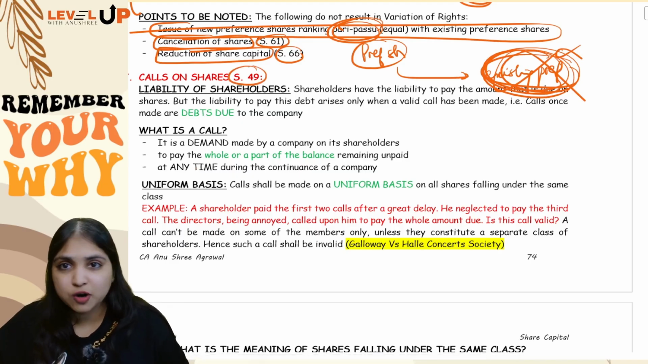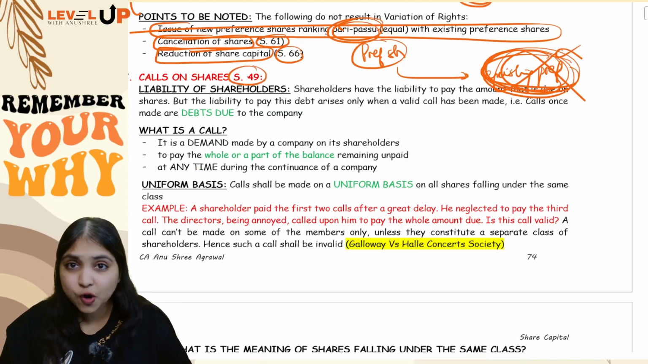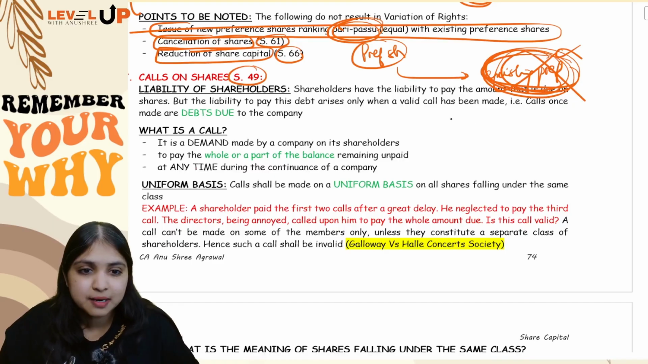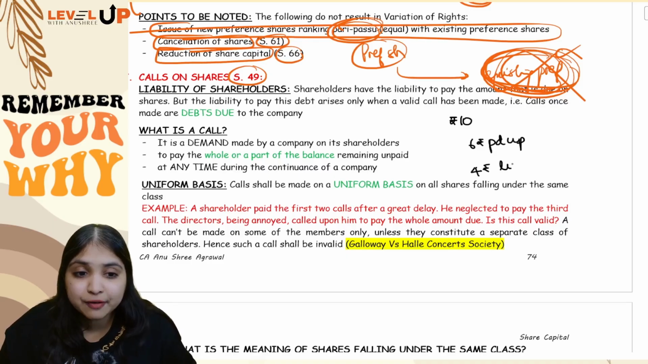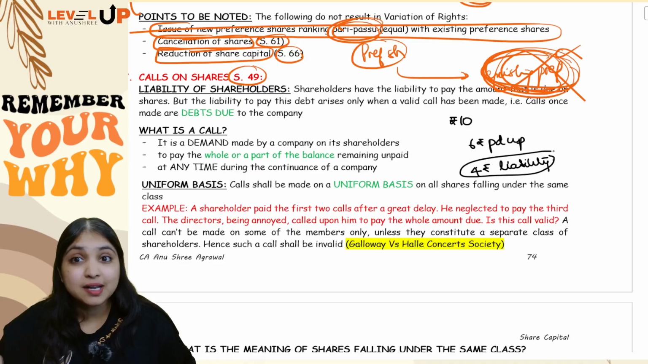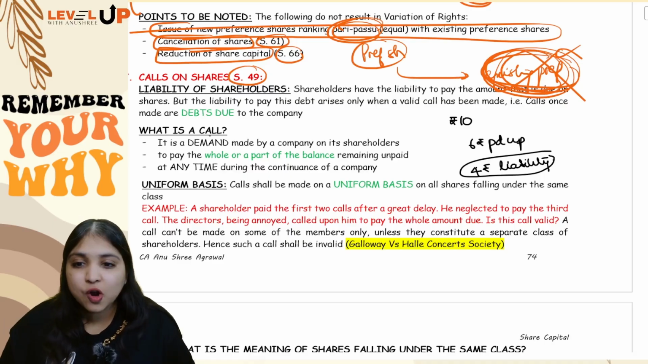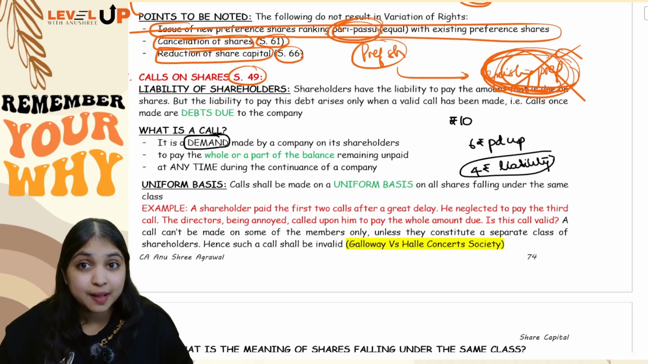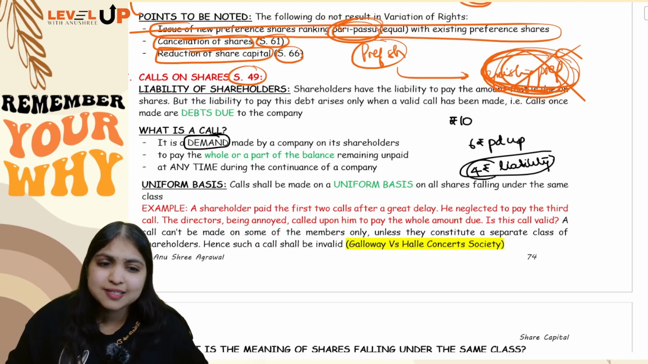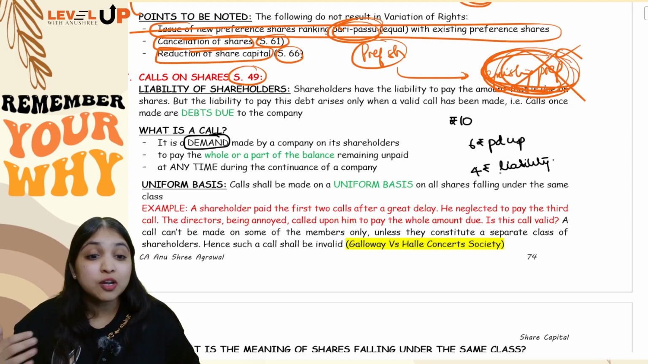First of all, in section 49, calls on shares, we know the meaning of calls, guys. For example, if it is a 10 rupees share but only 6 rupees is paid up, then shareholders still have the liability to pay 4 rupees. So when will the shareholders pay this money, guys? Whenever the company makes a share call. Share call is nothing but a demand which the company is making, asking the shareholders to pay this balance 4 rupees.